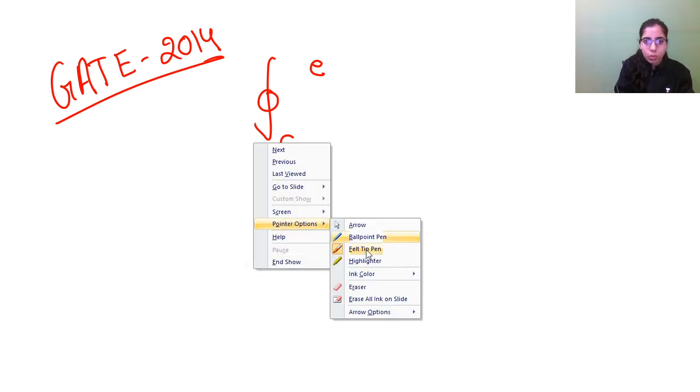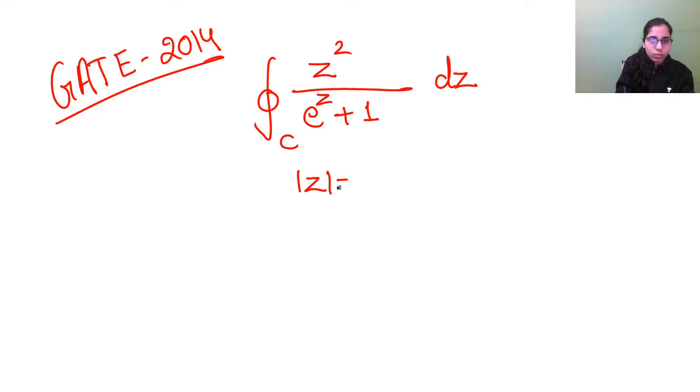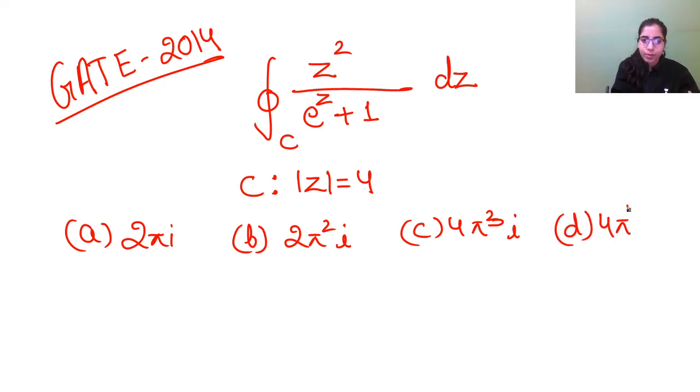Just a second, it's z square... Options are, this is 4 pi cube I, then 4 pi square I. You can start doing this question. Once you will get the answer, you can tell me about it, that according to you, which option is correct.